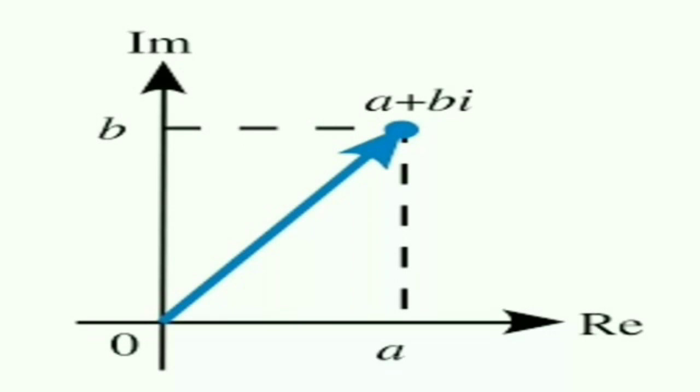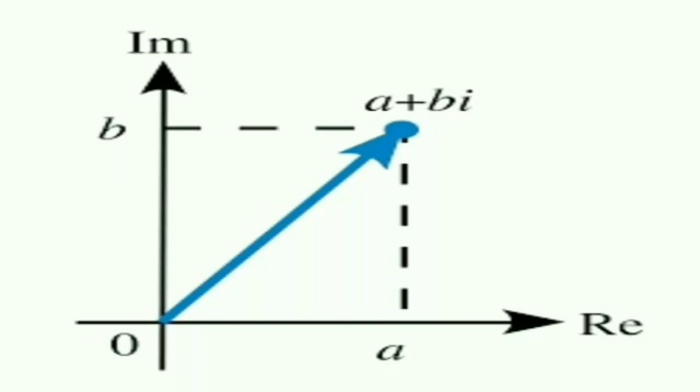Geometrically, complex numbers extend the concept of the one-dimensional number line to the two-dimensional complex plane by using the horizontal axis for the real part and the vertical axis for the imaginary part. The complex number a plus bi can be identified with the point (a, b) in the complex plane.